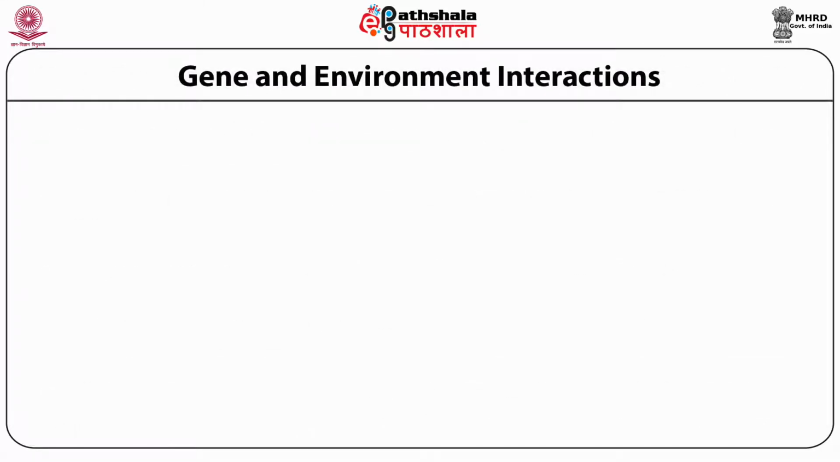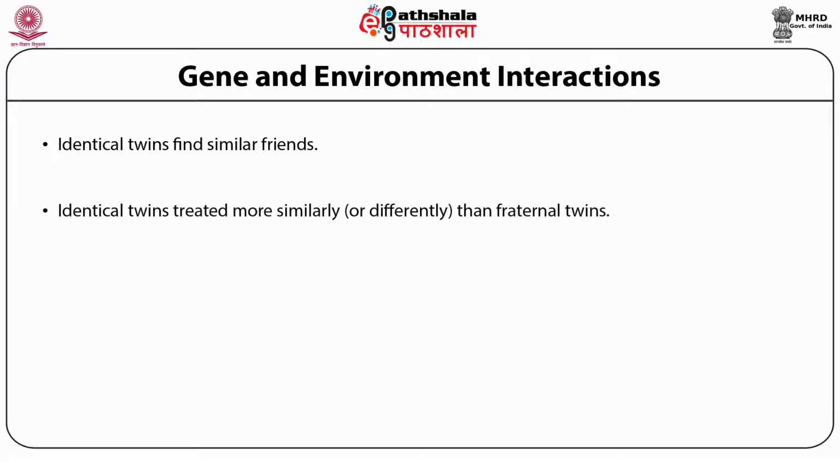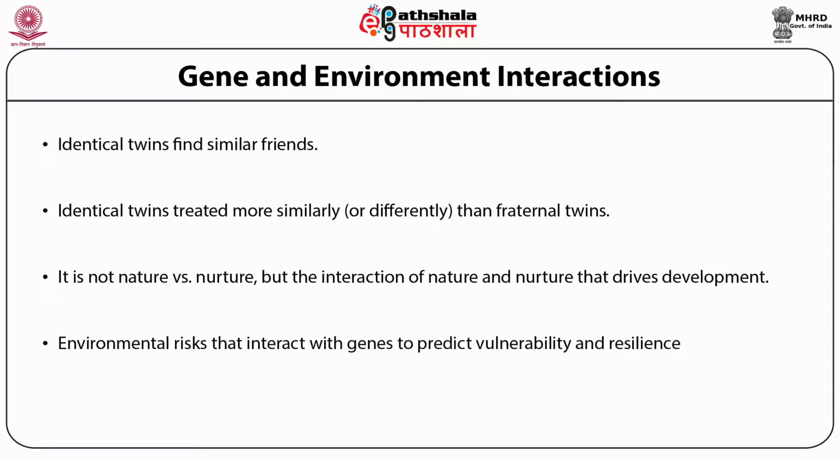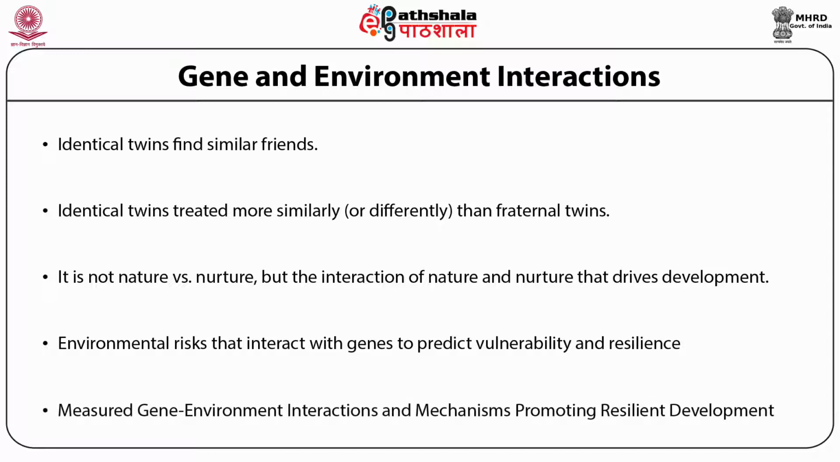Gene and environment interactions. Identical twins find similar friends. Are identical twins treated more similarly or differently than fraternal twins? It is not nature versus nurture, but the interaction of nature and nurture that drives development. Environmental risks generate and interact with genes to predict vulnerability and resilience. Measured gene-environment interactions and mechanisms promote resilient development.